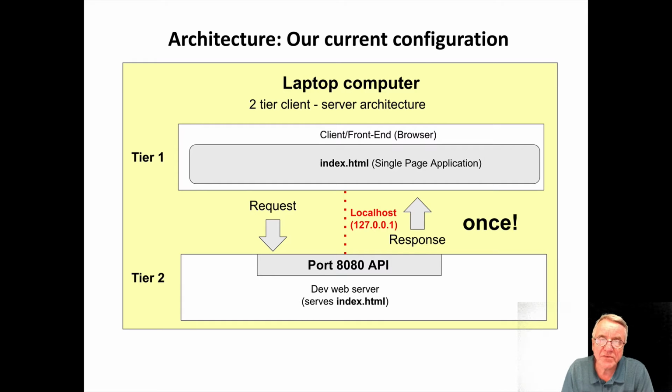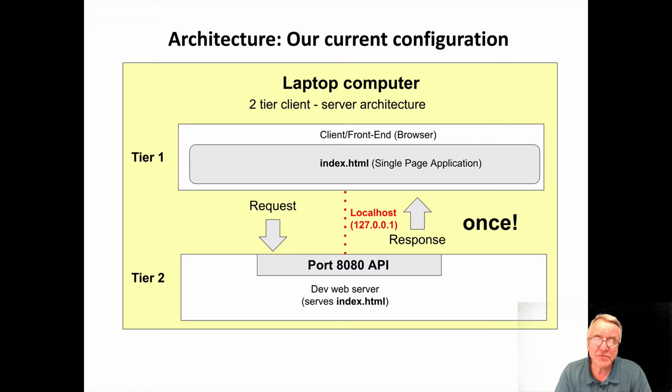Once the index.html page is loaded, we manipulate the document object model using pure JavaScript. So now we have this single page application running in our browser, and it happens only once that this page actually gets loaded, and that's it. So then of course the question is, how do we get data? If we want to have data from a database, how do we get to that data?